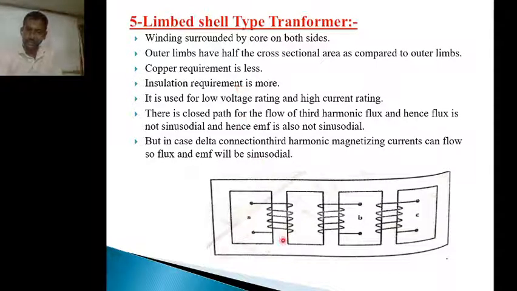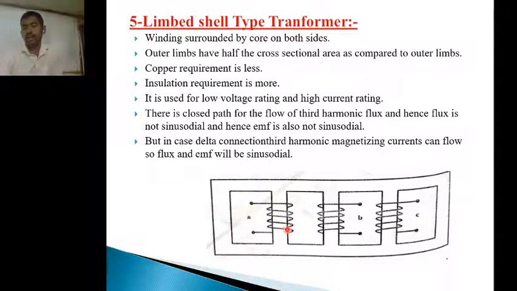Why? Because here in this shell type, as in the case of the single phase shell type transformer, we can make the primary winding and then the secondary winding. There is no combination of windings; on the primary winding we will not provide the secondary winding, beside the primary winding we will provide the secondary winding. Because of that reason there is no increase of the diameter, so as a result the copper requirement is less but the insulation requirement is more.